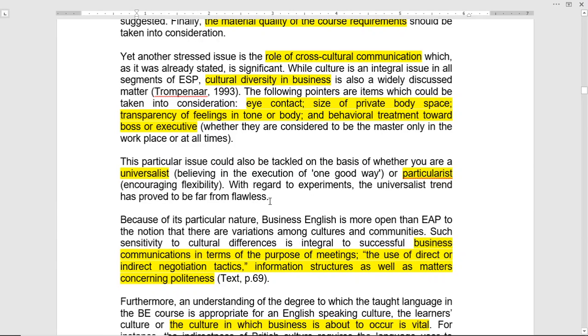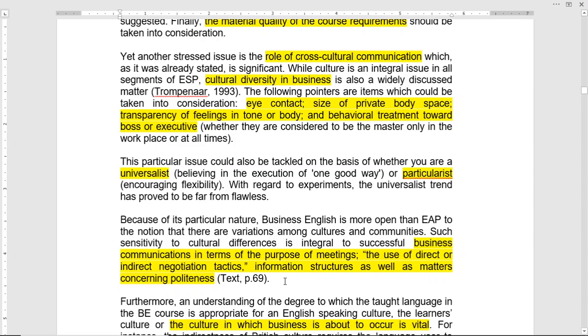So, cultural differences is integral to successful business communication in terms of the purpose of meetings, the use of direct, indirect negotiation tactics, information structures, as well as matters concerning politeness. So, for example, in certain cultures, boss will never be questioned. They will not directly speak to the boss. But in certain cultures, it's very democratic. They express their opinions and ideas directly.